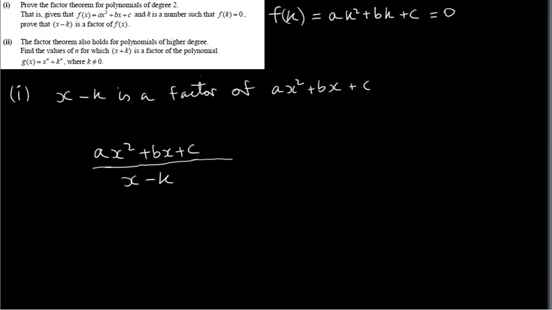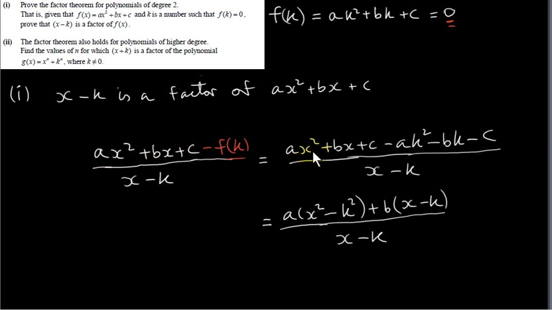What I can do is I can subtract f of k from the top of this numerator, and I won't change anything because f of k is equal to 0. So subtracting 0 won't make any difference. But now I can change the form of the numerator. So I've just plugged in f of k, so I'm subtracting this from the numerator. But of course it's just 0, so I haven't changed anything.